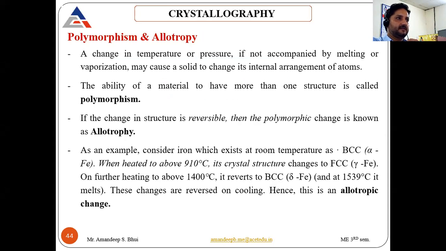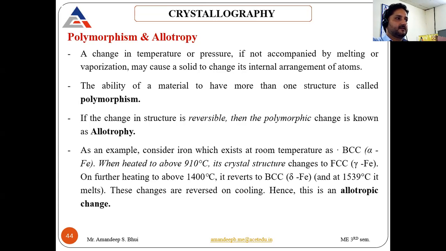Now, polymorphism is when we change the temperature and pressure for any element, and that element does not melt or vaporize. What happens is there may be a change in the internal structure of the atom that takes place with temperature. So this ability of a material to have more than one structure under different temperature and pressure conditions is known as polymorphism.